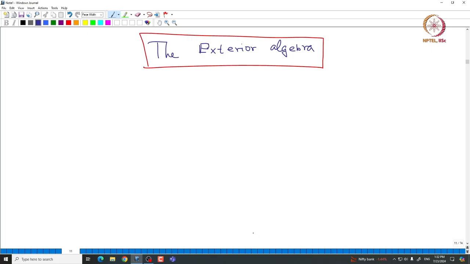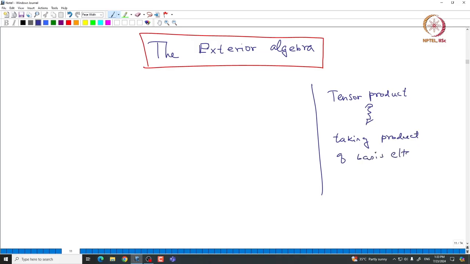What we are interested in is this: if we take the product of elements from the capital V, that should be thought of as taking tensor products, just simply taking the products. Tensor product should be thought of as taking products of basis elements. In a more abstract way, we are taking monomials in the basis elements v1 through vn, where the vi's don't satisfy any relations.